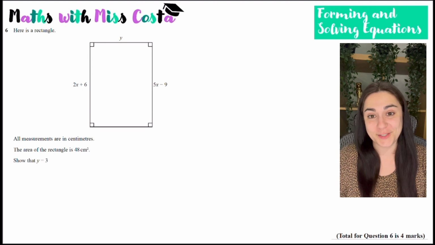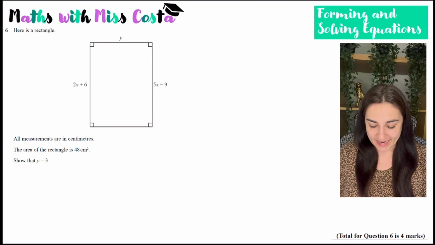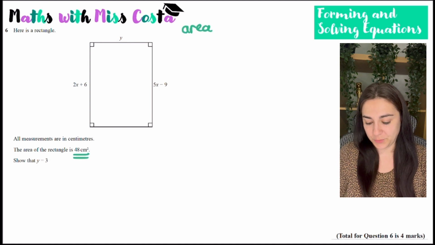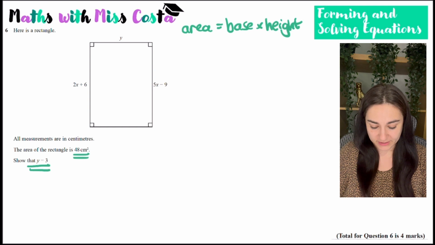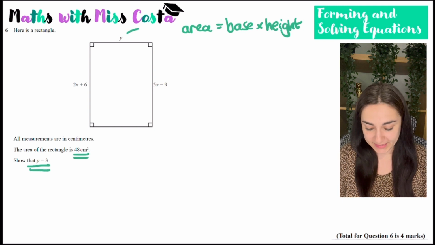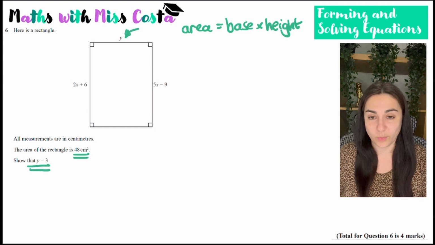Okay, so in this question I've been given a rectangle and told that all measurements are in centimetres, and I've been given the area of the rectangle. Now, how do you work out the area of a rectangle? You just do base times by height. So let's look at what I am being asked to do. I'm being asked to show that y equals 3, which means I need to find out the value of y.